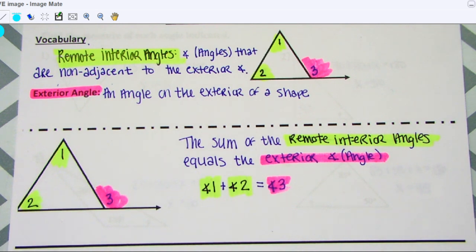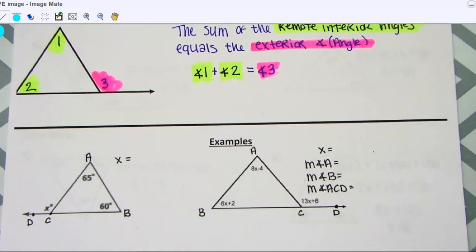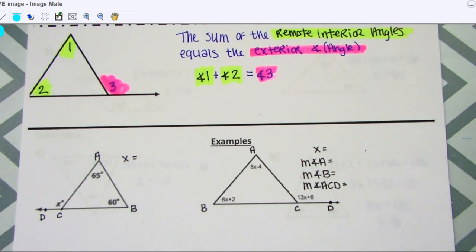If you add the two interior, the remote interior, the non-adjacent interior angles, they're going to add up and they're going to equal the outside. Okay? So they're not going to equal 180 anymore. They're going to equal an actual measurement. Okay? So we're going to get into some equation solving here. All right, so let's hop down. Okay. Notice how our examples down here at the bottom look a little bit different than our triangles from page 1. Now we have outside angles instead of everything being inside.